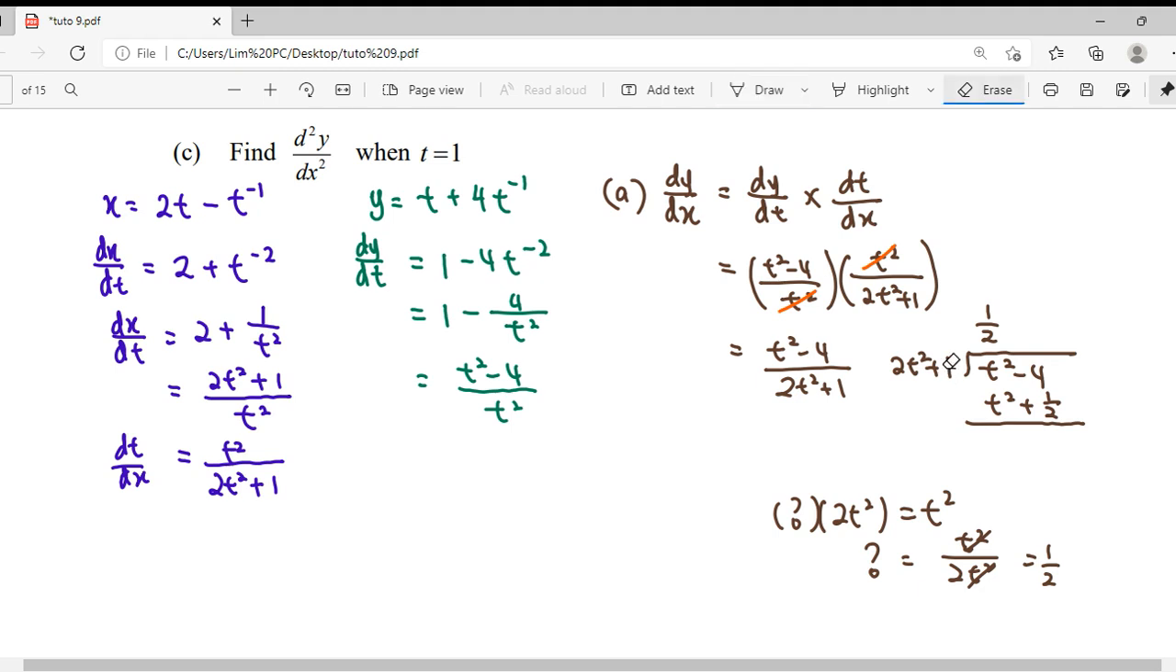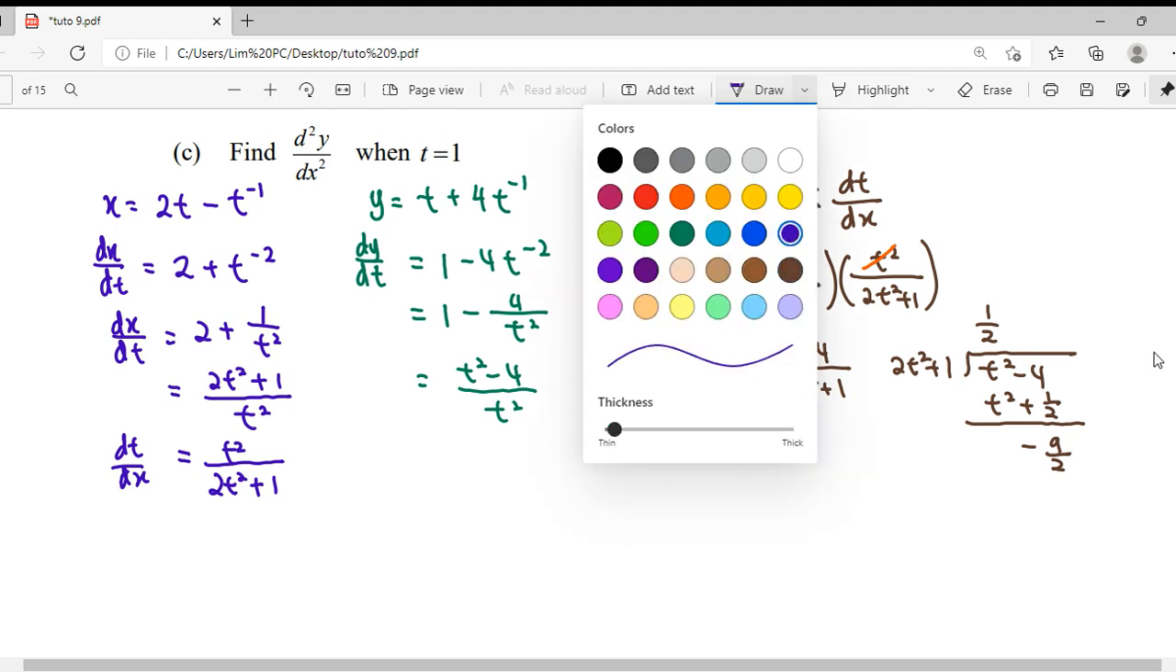So this is how we do our long division. After we multiply, expand 1 by 1, then we're going to see the balance. We can see the remainder, t squared minus t squared finish. So negative 4 minus 1 over 2 will give us negative 9 over 2. So finally, we can write our answer here.